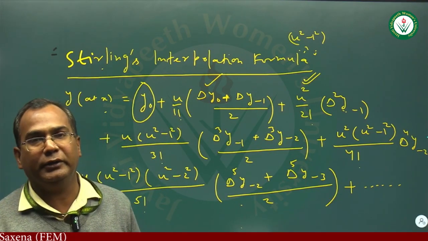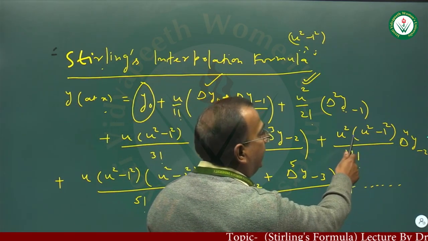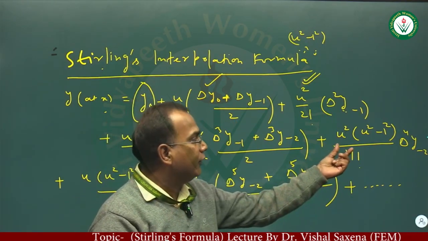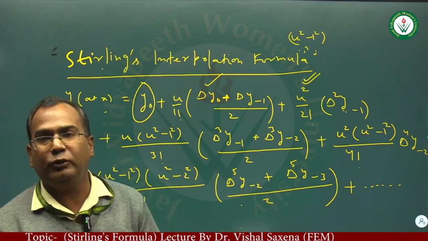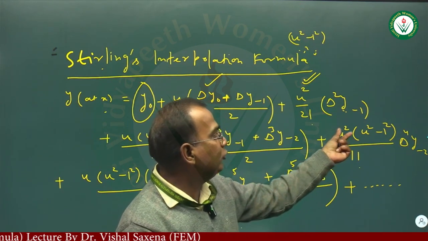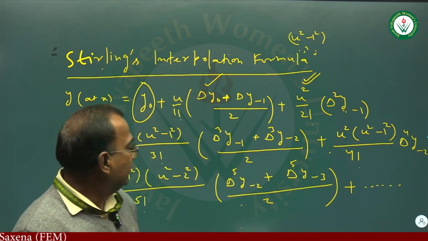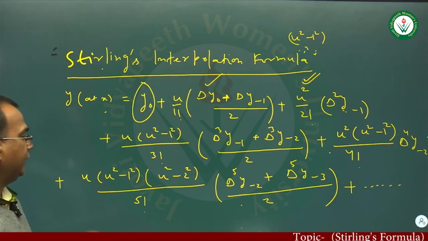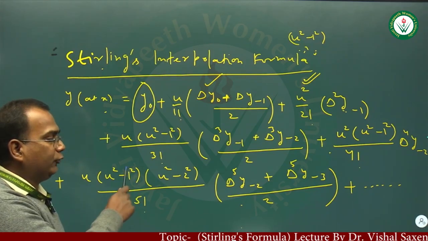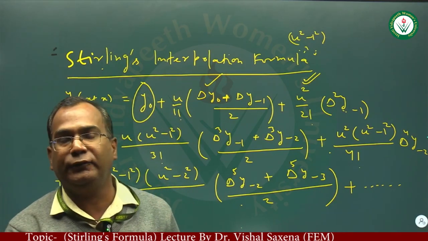In the next term, because we have to take a polynomial of u with an even exponent, 4, how will it come there? u square minus 1 square will come there, and then u square. Because outside this u square minus 1 square, what is the possibility to come there? u and u square only. So u square can be possible there. So u square into u square minus 1 square upon factorial 4, and then del 4 y minus 2. The next term will be in the same way: u into u square minus 1 square into u square minus 2 square upon factorial 5, and then the usual process to make this term, and this formula goes on.